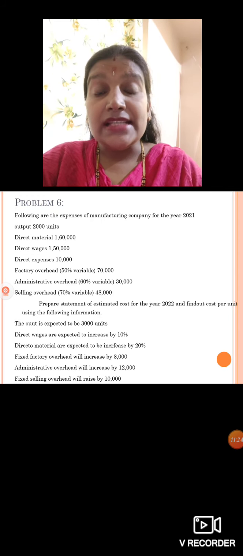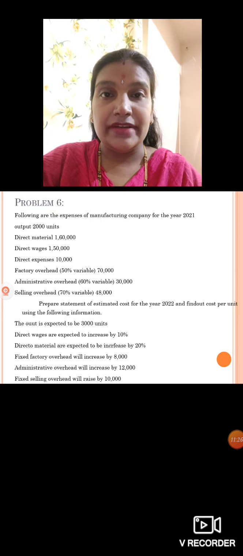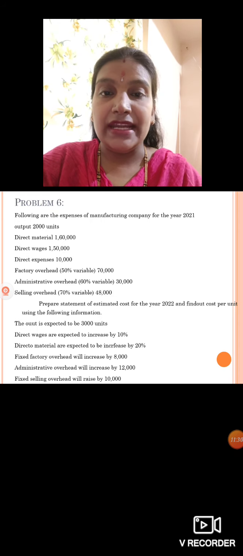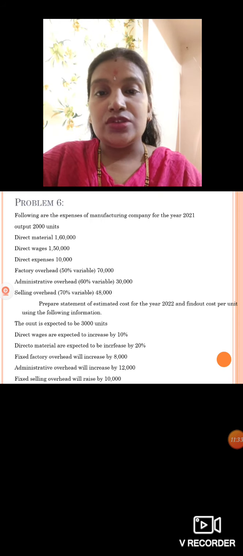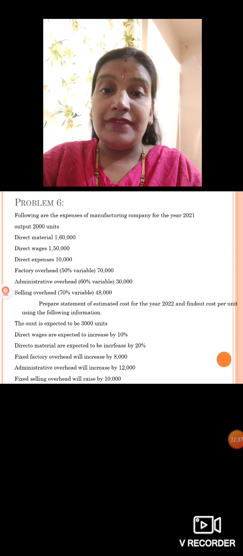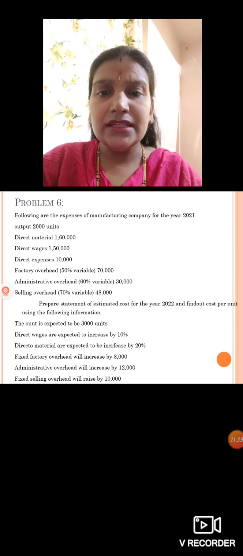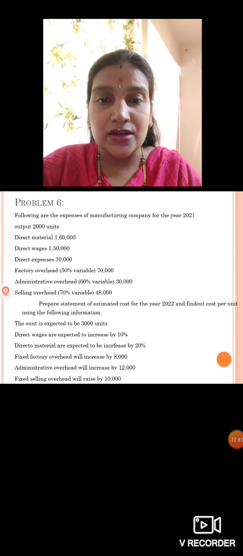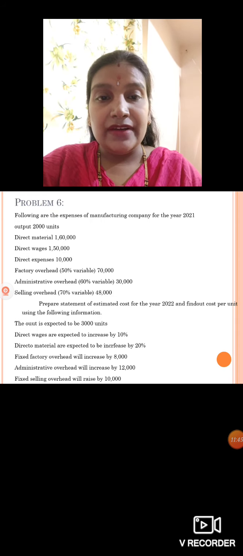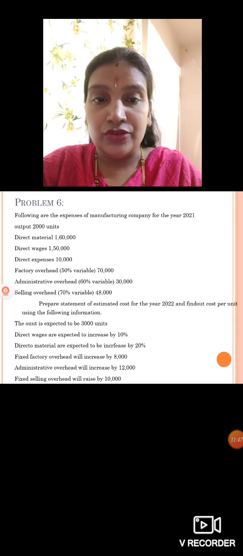Then selling overhead, 70% variable you have. So 70% variable means the remaining 30% fixed you have, 48,000. Okay, so 70% you have as variable and 30% you should consider as fixed overhead here. Then prepare a statement of estimated cost for the year 2022. For the next year they have given, and find out the cost per unit using the following information.